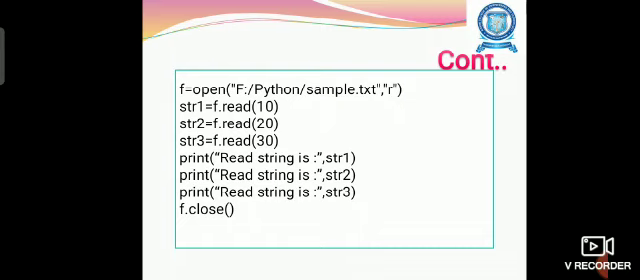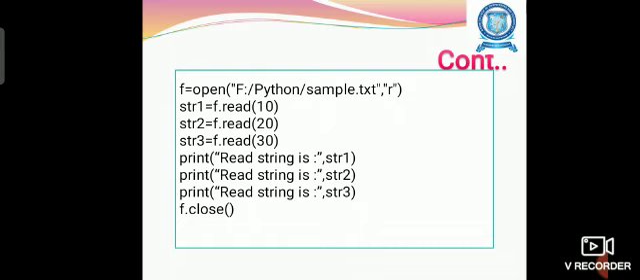Again we are doing the same read operation: str2 equal to f dot read of 20. Now, after reading the first time, the file pointer will be at the 11th character of the file. From the 11th character, during the second read operation, the data will be read out up to the 20th character. So the 11th character to the 20th character will be read out and stored into the second string variable str2.